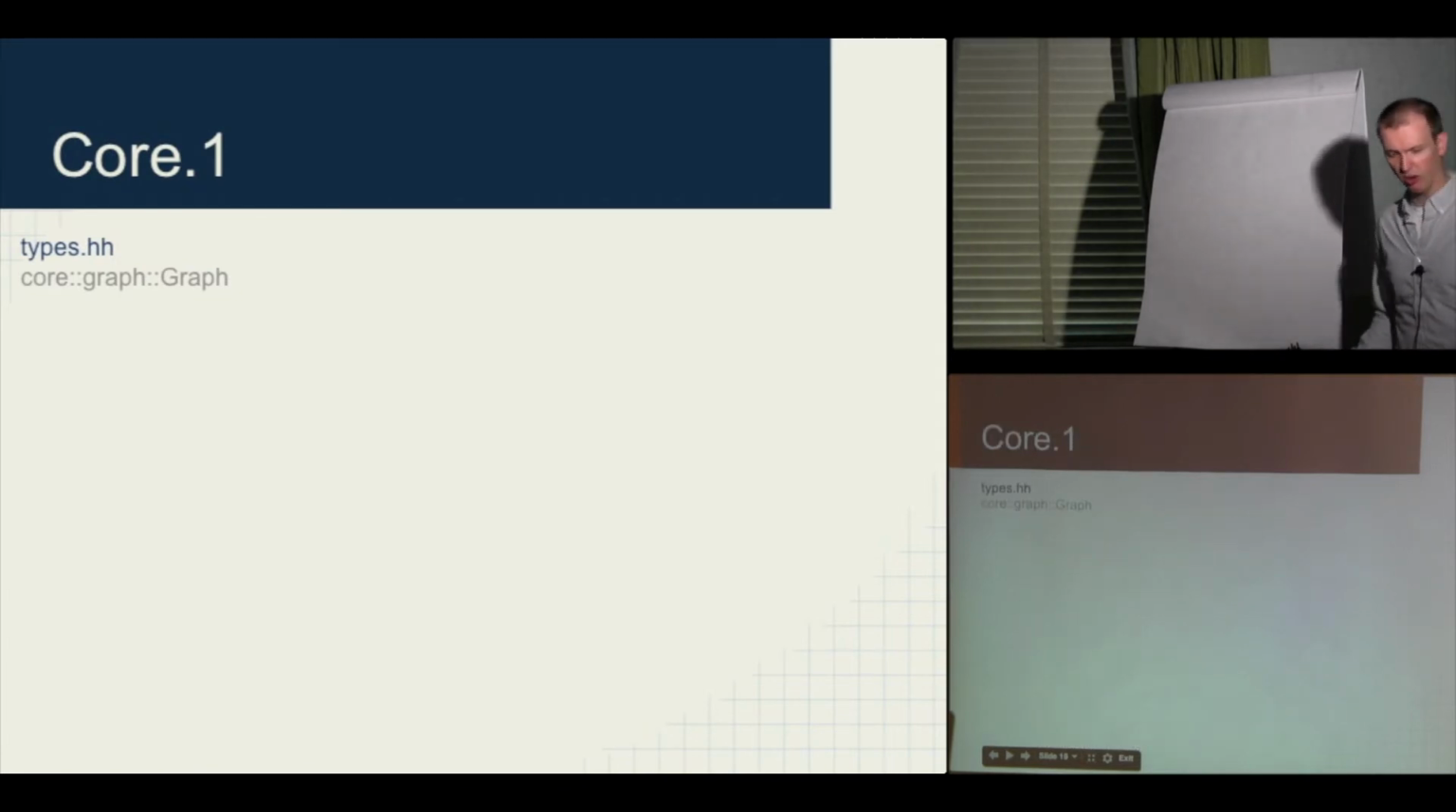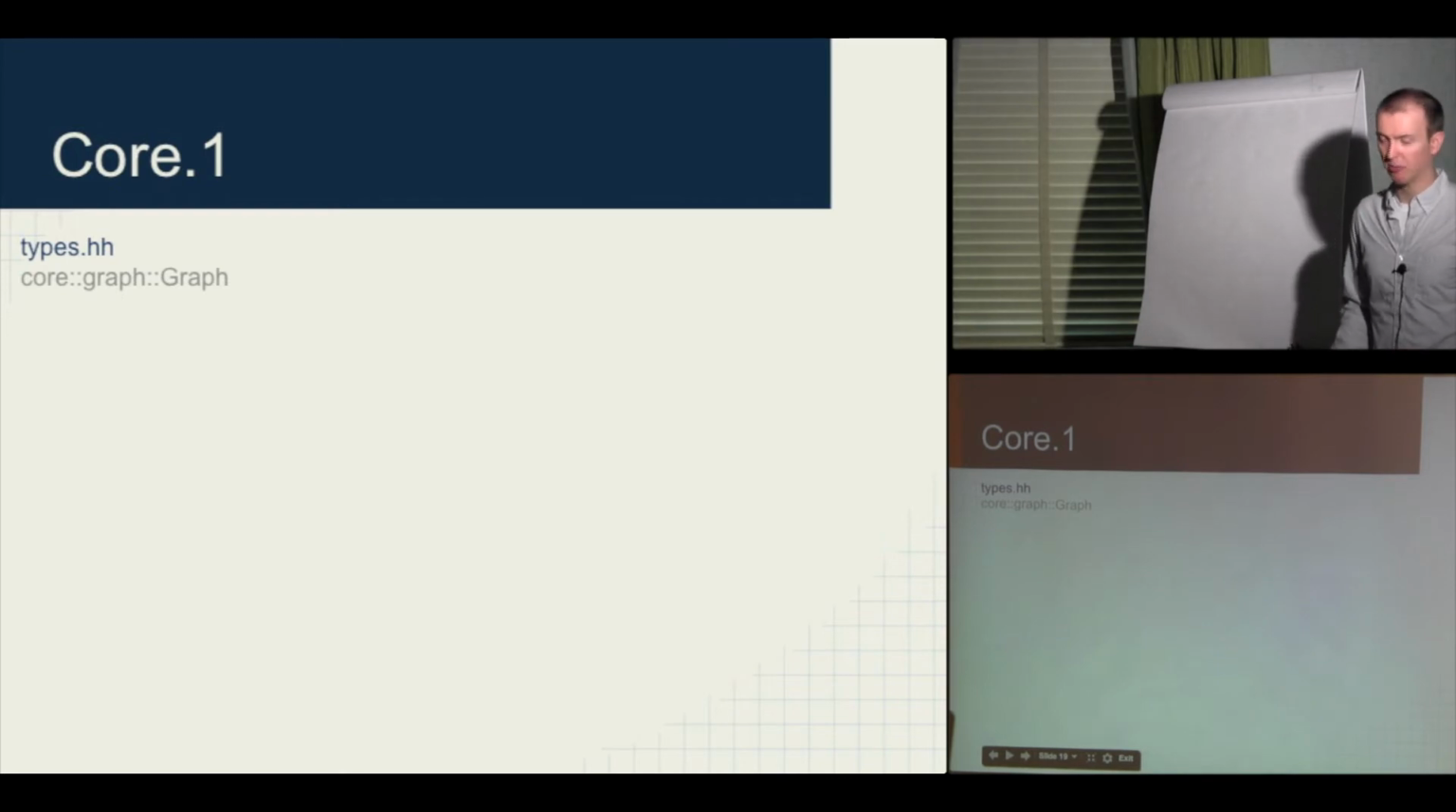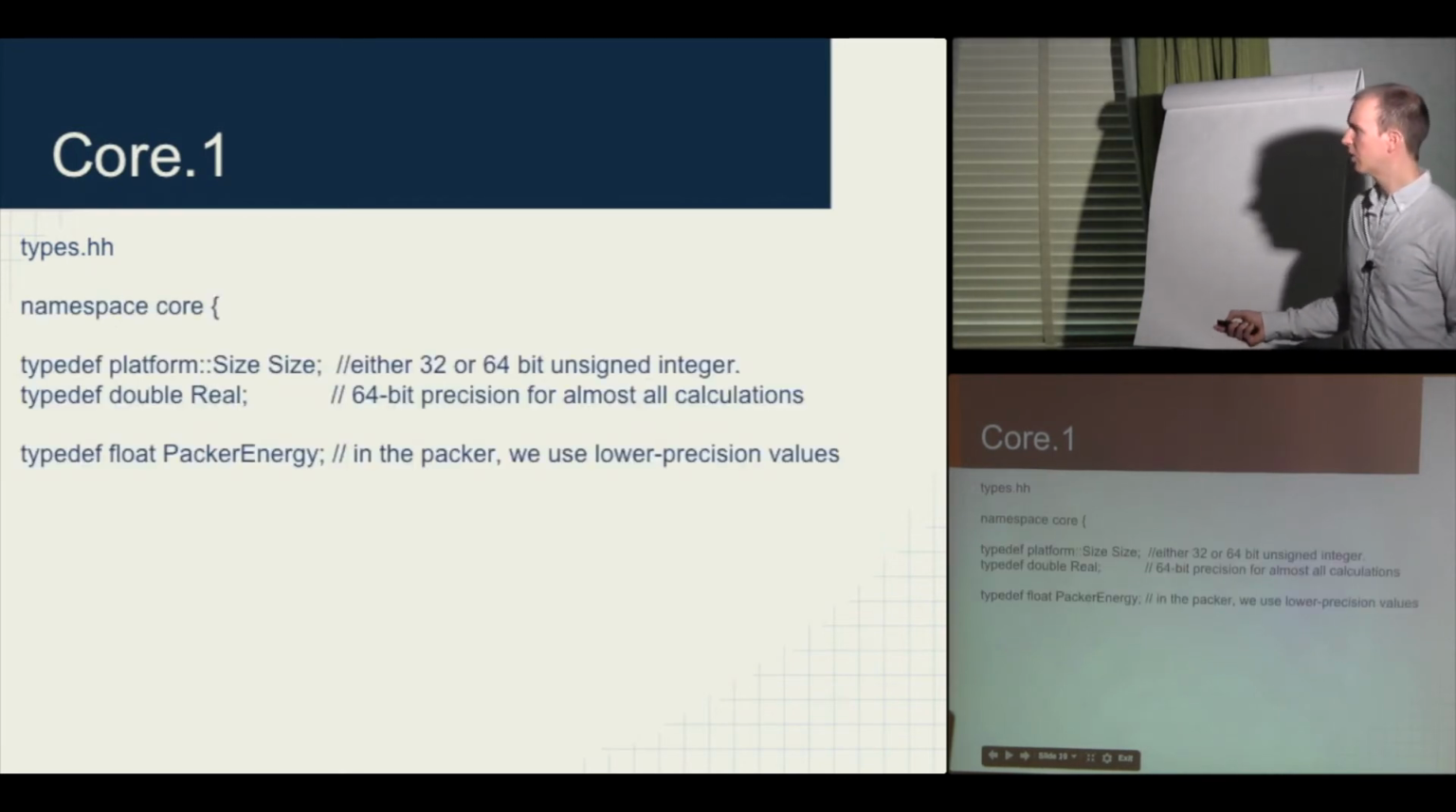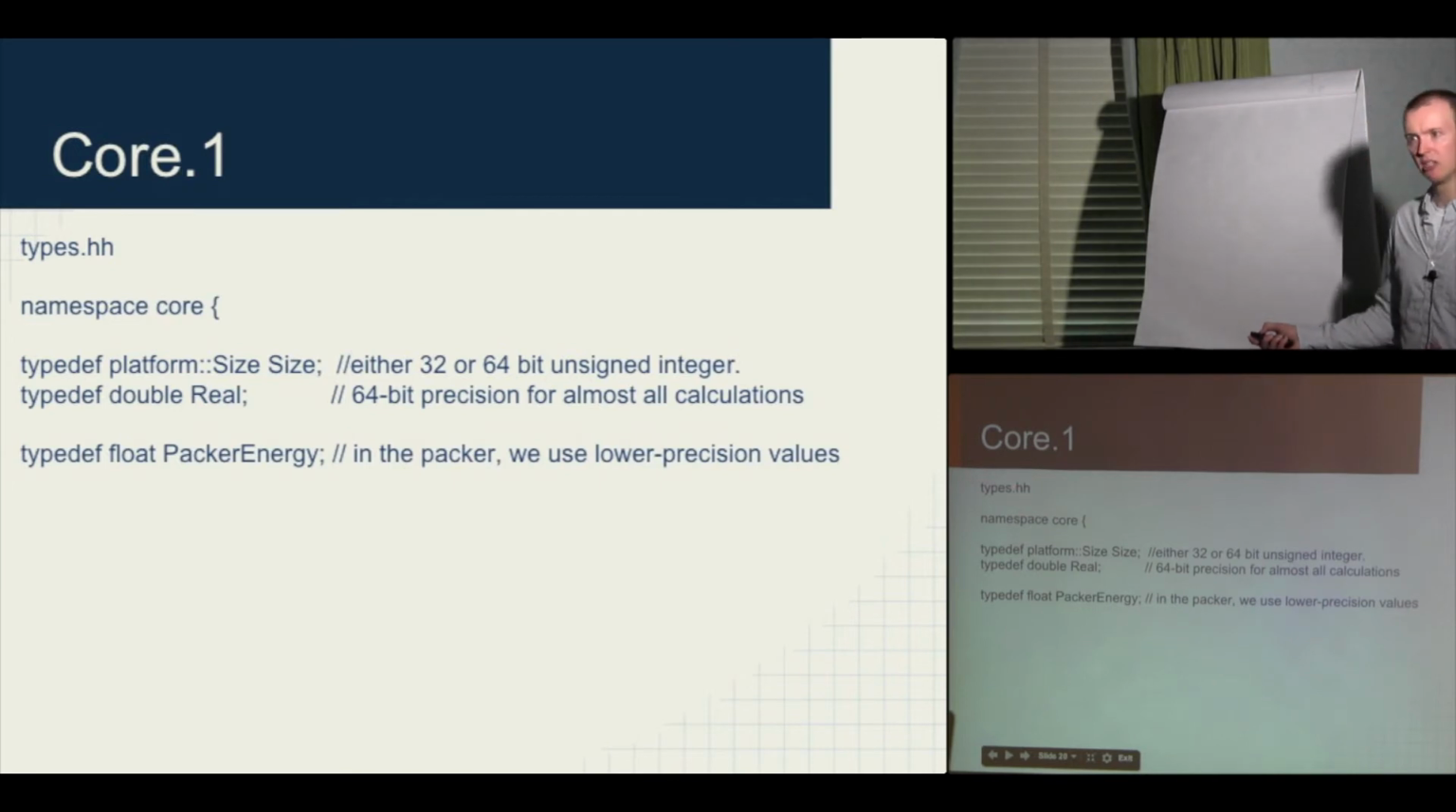Okay, so let's move on to core. In core 1, we have graph, which I've told you about already, and then types.hh. There's not a whole lot to types.hh, but everything depends on it because everything uses this size typedef and this real typedef. Size depends on the amount of memory that your system has available to it.